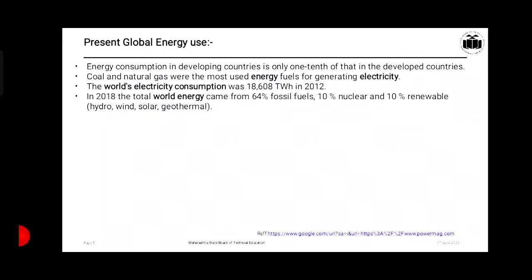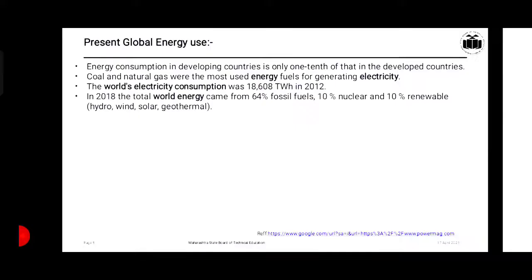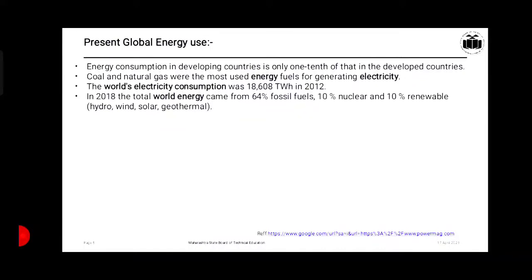The world's electricity consumption was 18,608 in the quantity which can be observed in 2018.